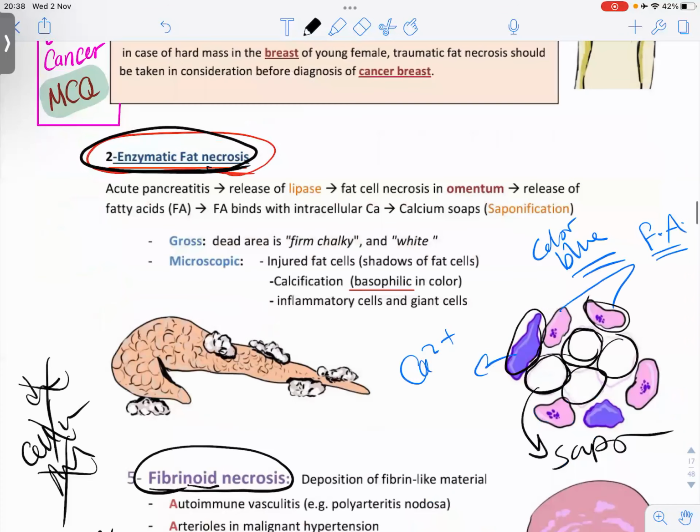The second type is enzymatic fat necrosis due to pancreatic injury. When the pancreas is injured, the lipase will be released, and lipase will digest and destroy the fat cells in the omentum, abdominal cavity. And inside the abdomen, the calcium will bind with fatty acid, of course, and lead to saponification. Saponification means forming of white hard substance inside your abdomen, which is lethal. It's fatal.